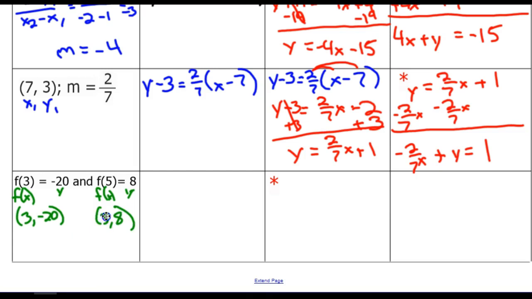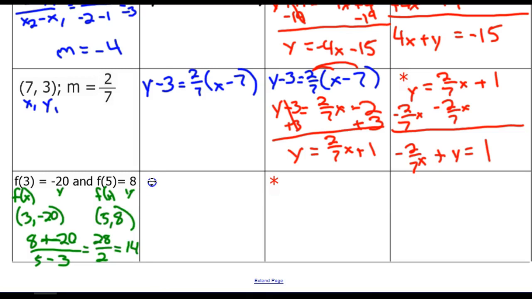So we got to find our slope now that we have our 2 points. So we'll have 8 minus a negative 20 over 5 minus 3. 2 negatives make a positive, so I have 28 over 5 minus 3, which is 2. So our slope is going to be 14.